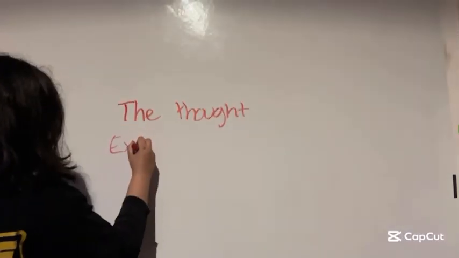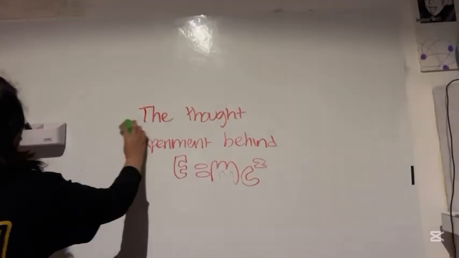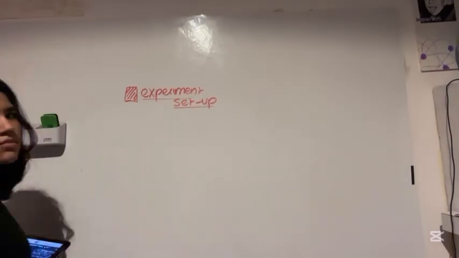What is the thought experiment behind E equals mc squared? Let's start with the experiment's setup.